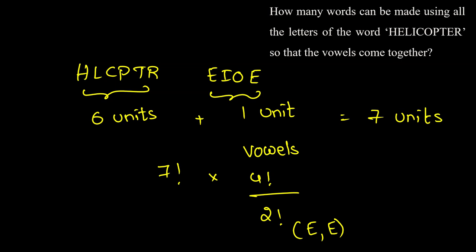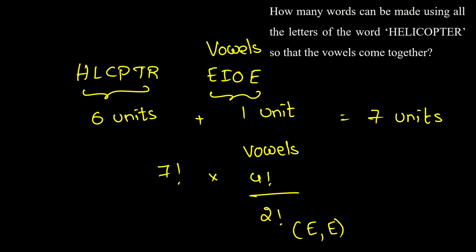And here they said vowels are together. We pick all the vowels and take them as one unit. Remaining all are different units. So total 7 units, 7 factorial ways, into 4 factorial because vowels are 4. If all are same letters, I don't know what to do. But there are different letters. So 4 letters are there, 4 factorial divided by 2 factorial because among them E's are repeated.